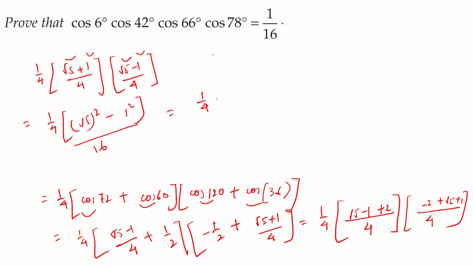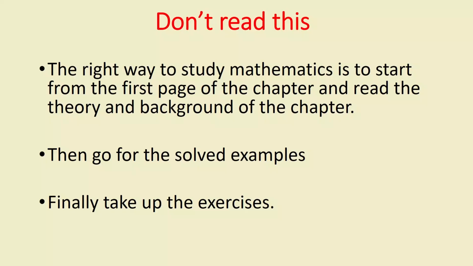So what we have is 1 by 4, root 5 square is 5, minus 1, over 16. 5 minus 1 is 4, so it's 4 over 16, and finally we are left with 1 by 16, which is the right hand side, and we are done.